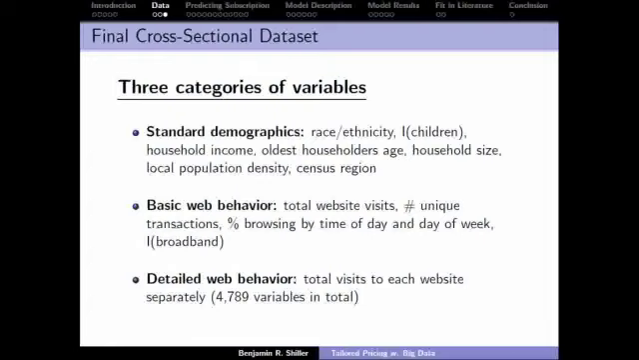And then the last set are the detailed web behavior variables. That's the number of visits to each website, and there are almost 5,000 of those variables. So I'm going to have to use some machine learning techniques to deal with the large number of variables there.